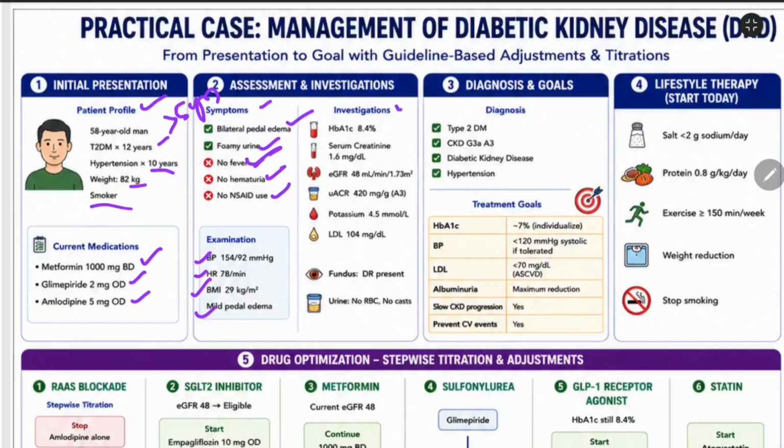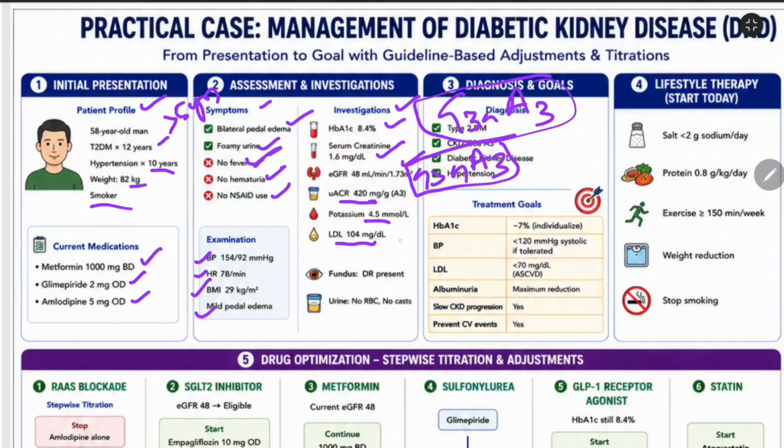So what are the investigations? HbA1c is 8.4, so it is poorly controlled. Creatinine is 1.6 mg per deciliter. eGFR is decreased, less than 60, it is 48. So it is G3A, and UACR is 420, so it is A3. Like this, you should score G3A, A3. So this is the score of this patient. Potassium is 4.5, in the range. LDL is 104. It is raised, so it should be less than 70 actually.